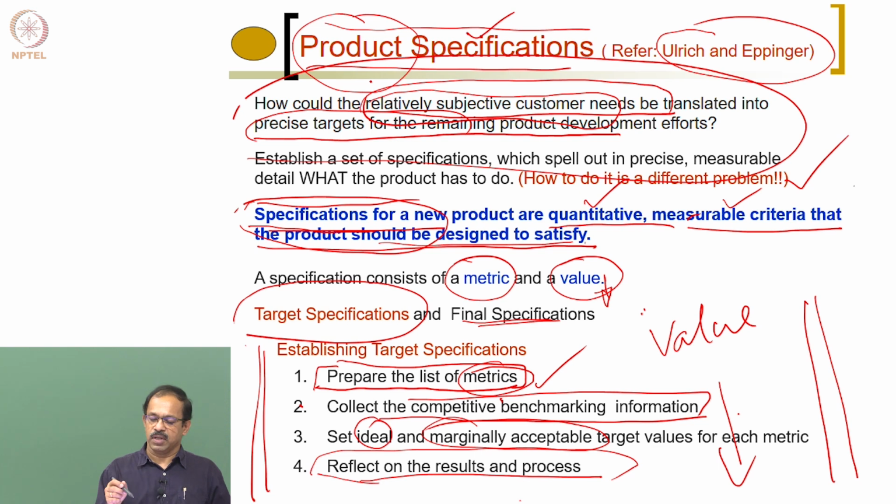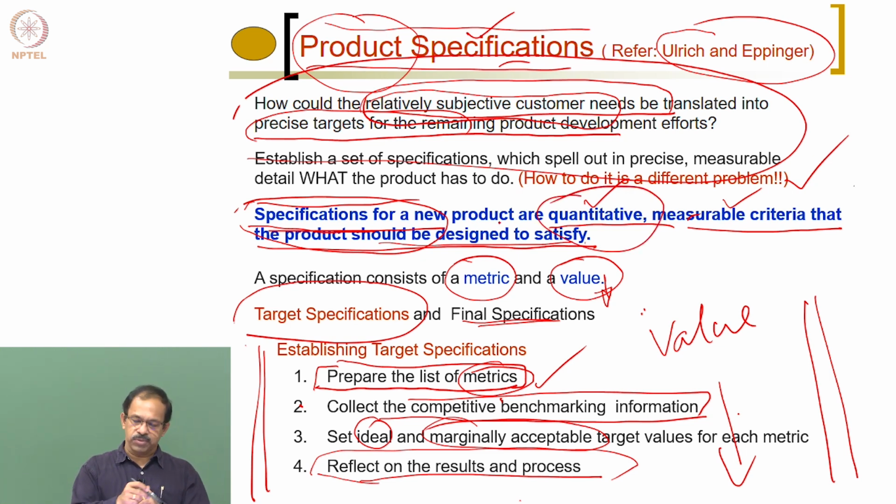So the first step in the design is to convert the customer needs, subjective customer needs, into objective design specifications. And when we do that, the specifications should be a quantitative thing. You should be able to quantify whatever you say in the specification. You should be able to measure it, and then you should be able to satisfy this in the design. So that is basically known as the specification.